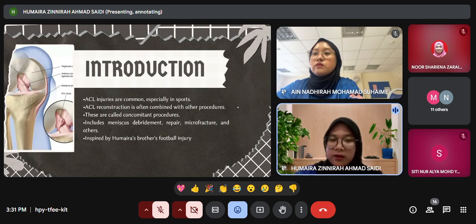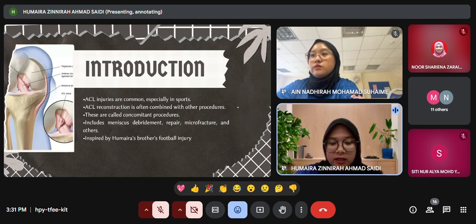and collateral ligament repair. Personally, this topic really hits close to me because recently my brother had an ACL injury during a football match. He fell on a slippery field, which led to the ACL injury. As a physiotherapy student myself, I was curious to learn more about how such injuries are treated and what determines the type of procedures used.